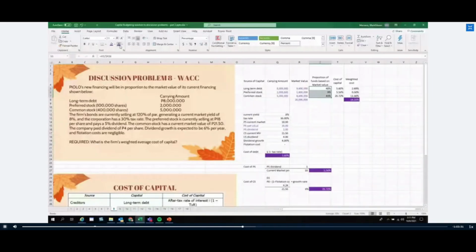Ito, tapos na tayo dyan eh. So, plot na natin doon sa table natin. So, 5.6, 5.56, and 25.72. Meron na tayo ngayon cost of capital. Kunin na natin yan yung weighted cost.